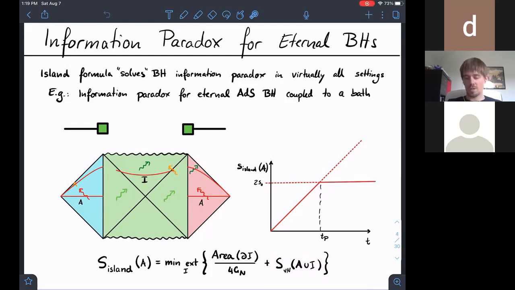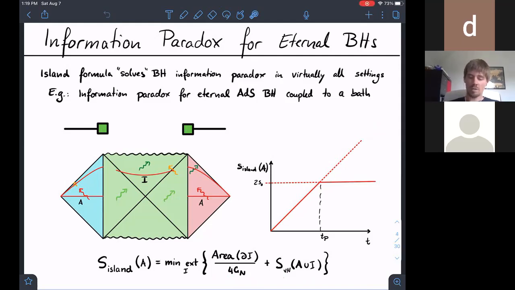However, the introduction of this island requires me to add this penalty here, which is the area of the boundary of I. Now, the boundary of I is just outside the black hole horizon. So this here really is essentially the black hole entropy. And what I find now is I have 2 extrema of this functional. One, which I've discussed before, where I have no island. So that was on the previous slide. That corresponds to this rising curve here.